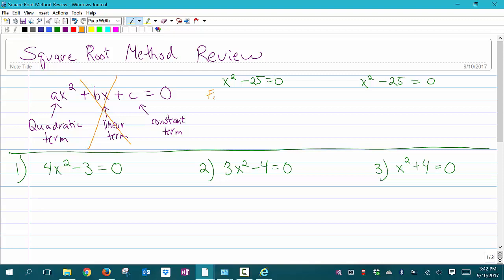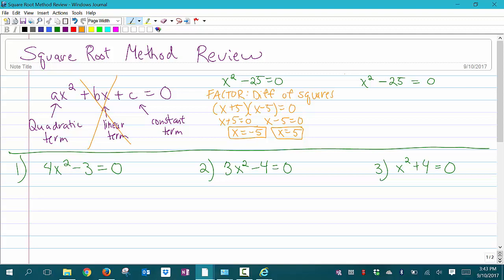Now we talked about before in a previous video that you can actually solve this by factoring because this is a difference of squares. So I could solve this as x plus 5 times x minus 5 equals 0. Set each one of those factors equal to 0. And then I get x equals negative 5 and then x equals positive 5. So I can get two solutions by using the factoring method because that is a difference of squares.